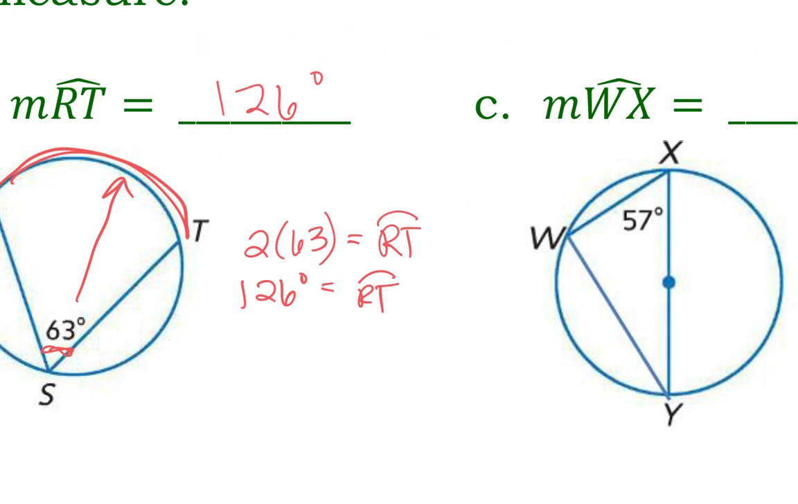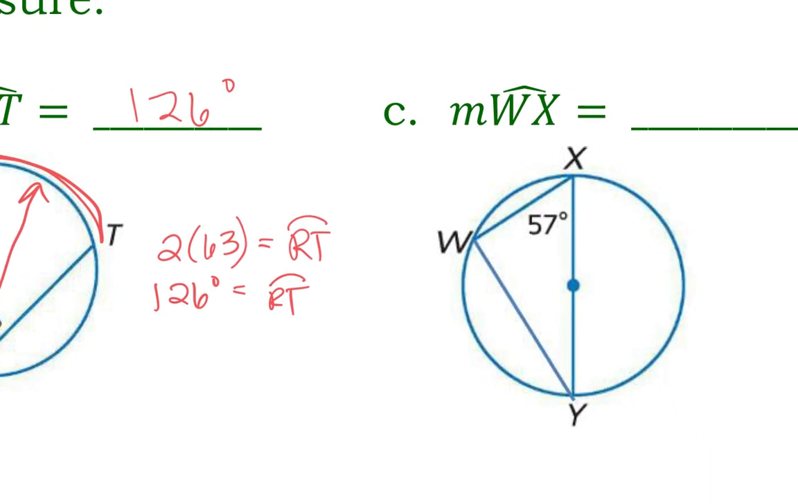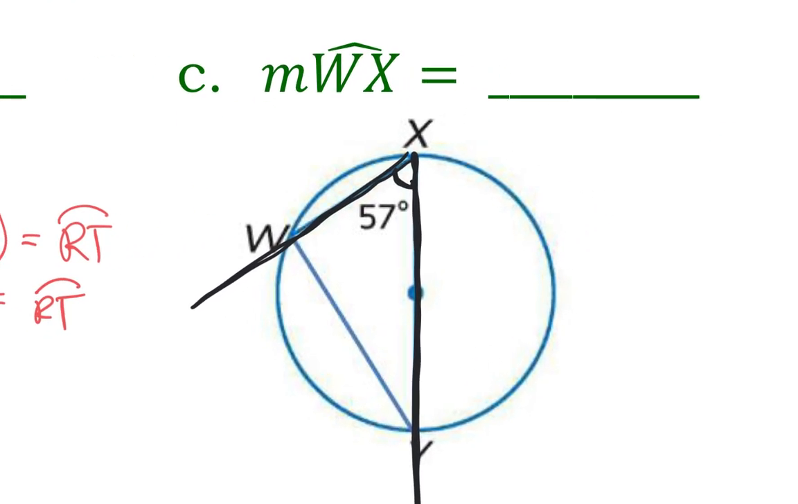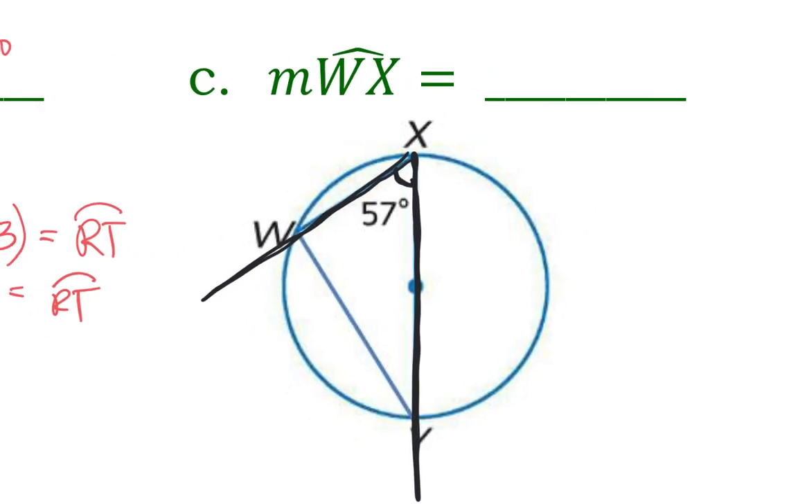So the last one is looking for W to X. This one's going to have multiple steps, okay? So look, you have the 57, and look, this is angle 57, right? So what I'm going to do is take this line, and pull it out. I'm going to take this line, and pull this one out. So that angle is going to help me find the intercepted arc that's between these two lines. So look at what's between the two lines. It's W to Y. Is it W to X? Because that's what they're asking for. Was it W to X? No, it's W to Y.